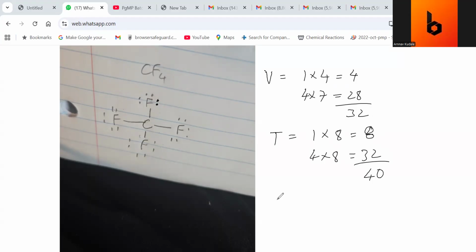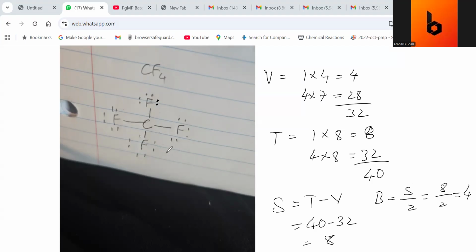Correct? So S is T minus V. So 40 minus 32, which is 8. And the bonds are S by 2, so 8 by 2, which is 4. So you have 4 bonds. Correct? This is also another way, but it works only if you don't have an expanded octet. Can you write down this calculation too?